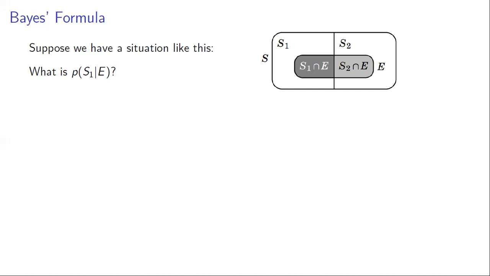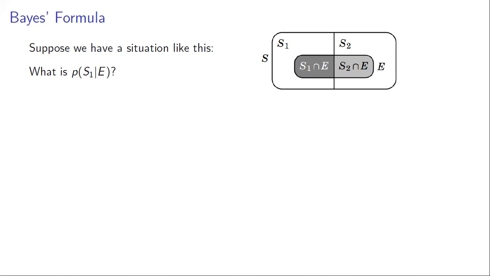So what we have here is this lighter gray area is the intersection of S2 and E, S2 intersected with E. So it's part of E, but it's the S2 part of E. It's the part of E that's also in S2. And then the darker shade of gray is S1 intersected with E. So this is the place where E overlaps with S1. Okay, so this is our situation.